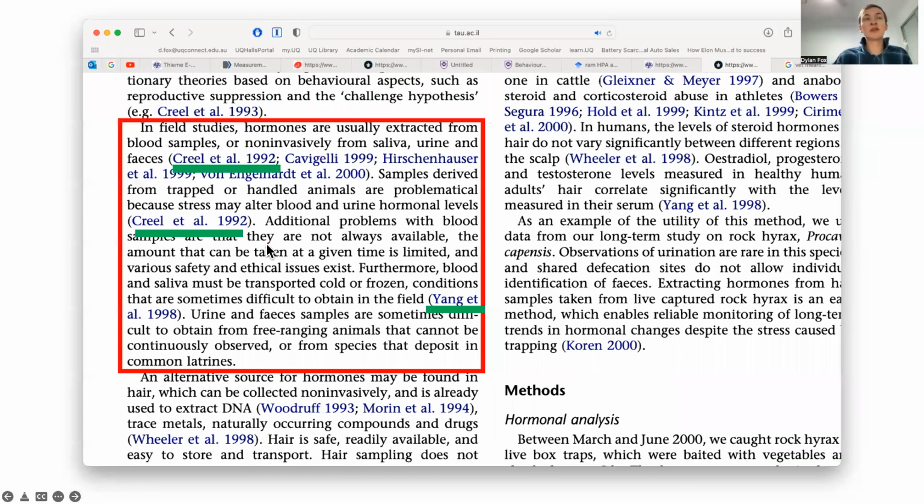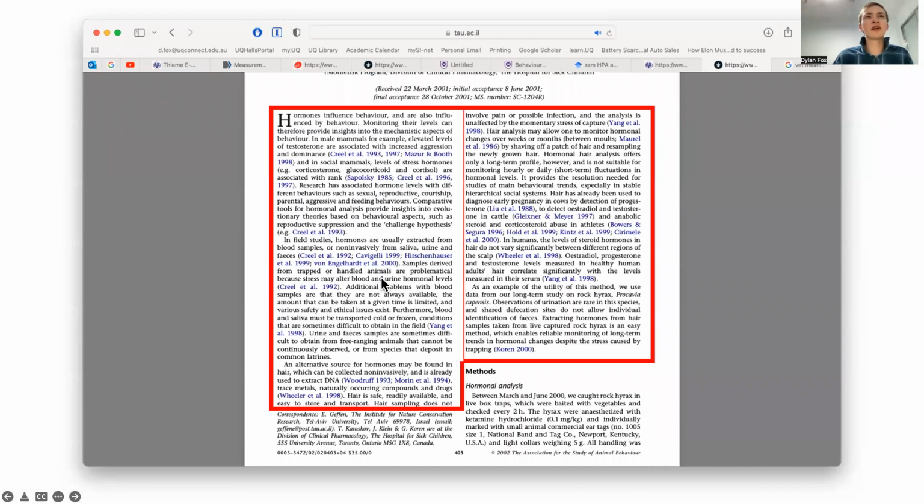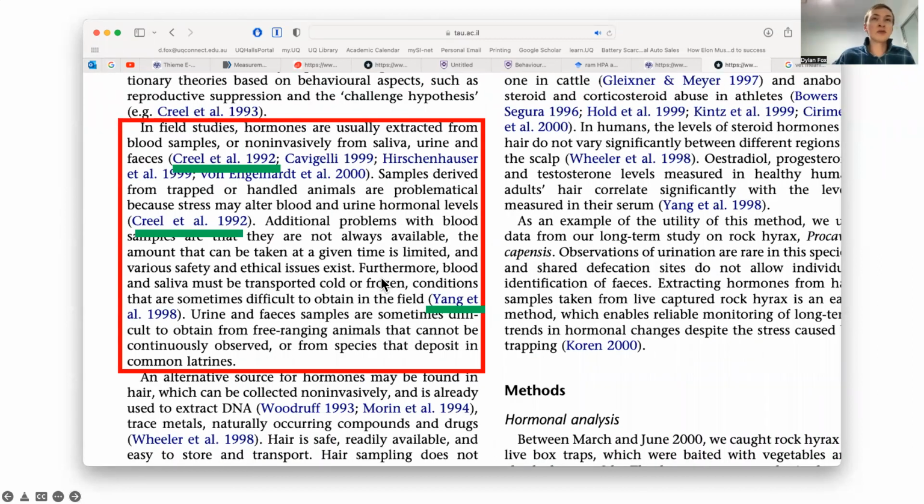So here's a particular paragraph, I think it's the second paragraph down here, that talks about the limitations. So how we would be testing, or what samples we would be using to test for hormones, and the sort of limitations. So this first reference here is at the end of a sentence that says, hormones are usually extracted from blood samples or non-invasively from saliva, urine, and feces.